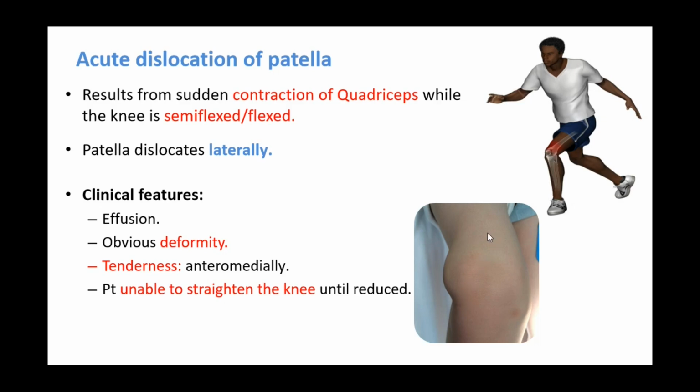Clinical features are the effusion, as you can appreciate here. Obvious deformity, one can see the roundness on the lateral side. Tenderness anteromedially. This is due to the stretching or the rupture of the capsule which is present on the medial side. And the patient is unable to straighten the knee until it is reduced. So these are the clinical features that we see.